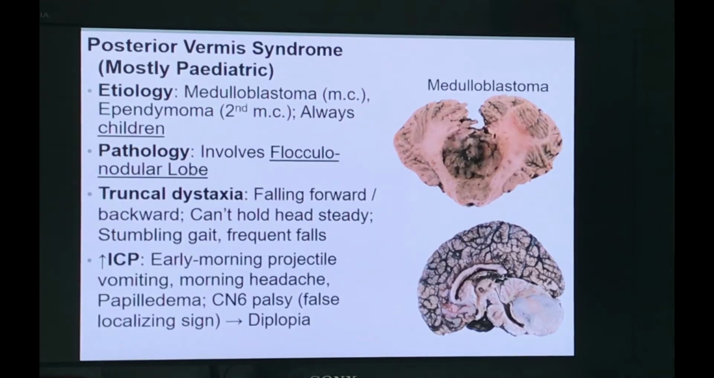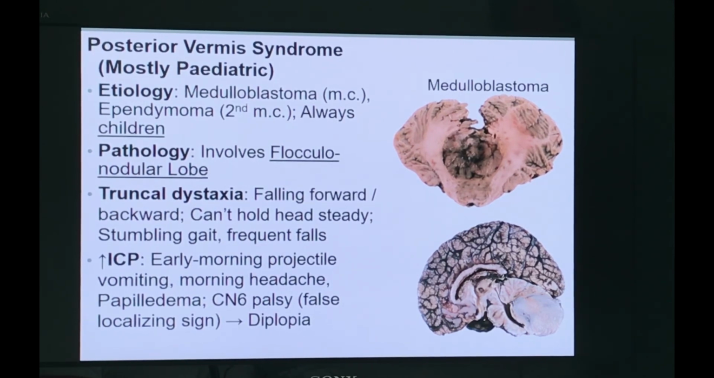The other type of syndrome is the posterior vermis syndrome, very common in the pediatric age group, which is mainly due to infratentorial tumors, which include medulloblastoma and ependymoma. So this is as always seen in children. Here it mainly involves the flocculonodular lobe. When the flocculonodular lobe is involved, you know that it has a connection with the vestibular system in maintaining balance, head movement, and eye movement.